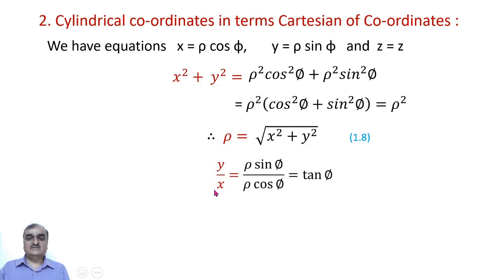Then obtain this ratio y upon x. Solve this ratio y upon x. Y is equal to rho sin phi and x is rho cos phi. Then substitute rho sin phi upon rho cos phi. The rho gets cancelled. Sin phi upon cos phi is tan phi. Therefore, phi is equal to tan inverse of y upon x. This is the second coordinate, phi in terms of x, y. Phi is equal to tan inverse y upon x. And z is as it is. This way, these three equations, rho is equal to square root of x square plus y square, phi is equal to tan inverse y upon x, and z is equal to z. These are the cylindrical coordinates in terms of Cartesian coordinates.